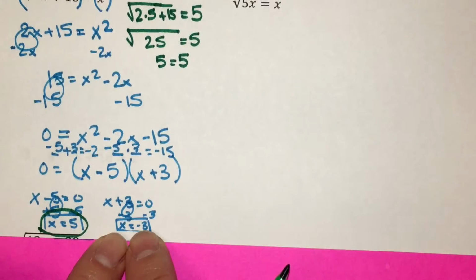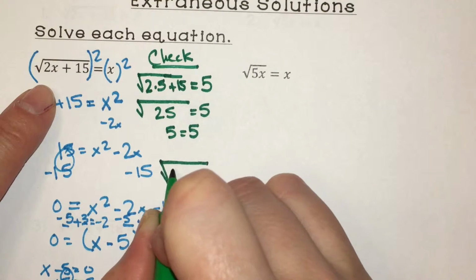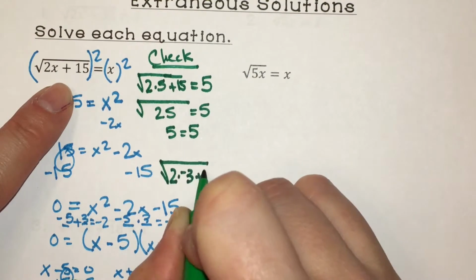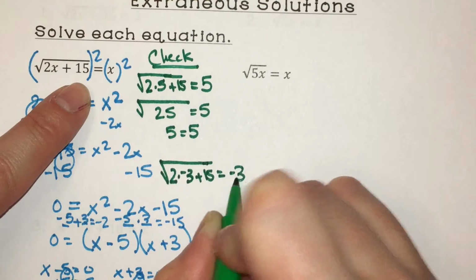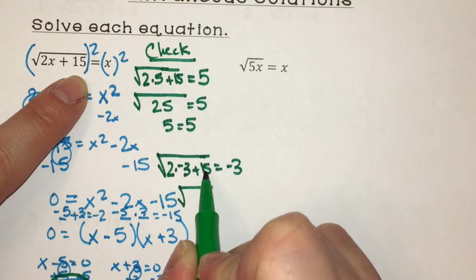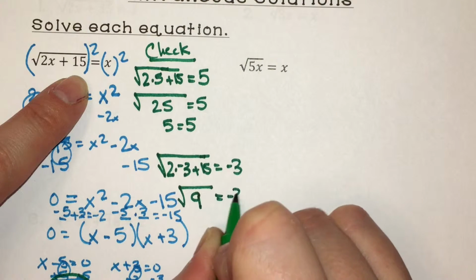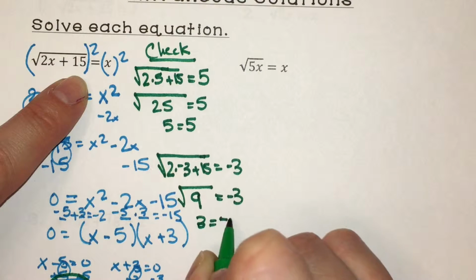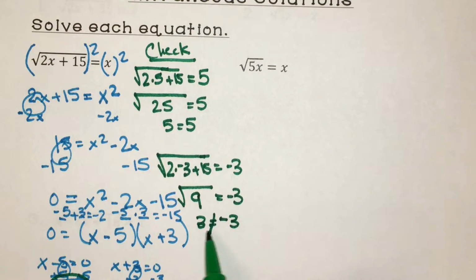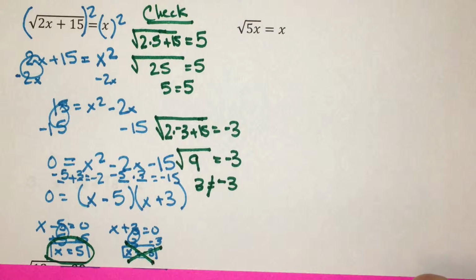So now I'm going to go back and plug in negative 3 for x. So here's my other one. The square root of 2 times negative 3 plus 15 is equal to negative 3. All right, so I have the square root of 2 times negative 3 is negative 6. Negative 6 plus 15 is 9. That equals negative 3. Square root of 9 is 3. Well, 3 is not equal to negative 3. Because this doesn't work, the two sides are not equal, that means that negative 3 is an extraneous solution, and it is not a true solution. So my only solution is x equals 5.